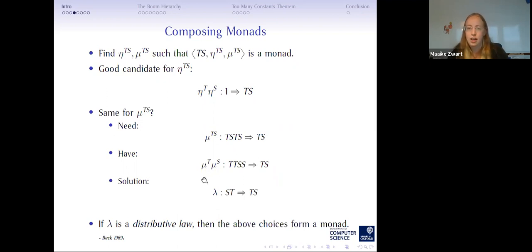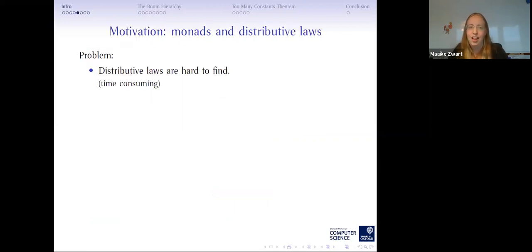monads. And now a distributive law needs to satisfy some axioms to ensure that the structure you get is indeed a monad. Those are not too important for now. The important message is, with a distributive law, we can compose monads, and that is really nice. However, they are very hard to find.